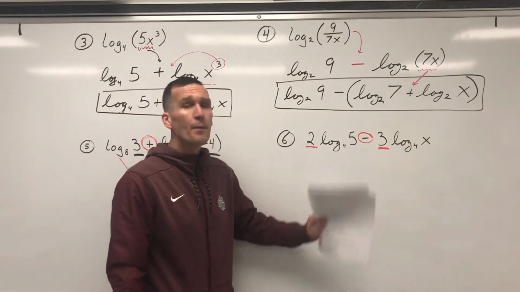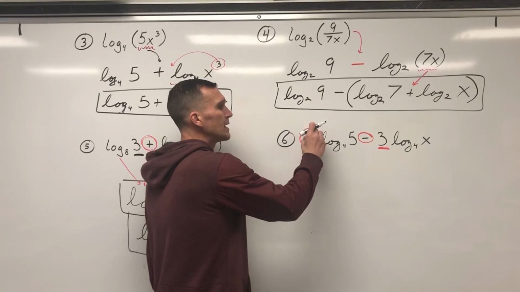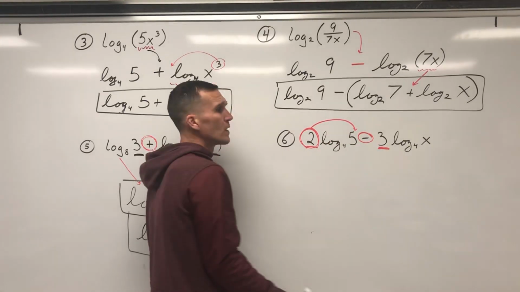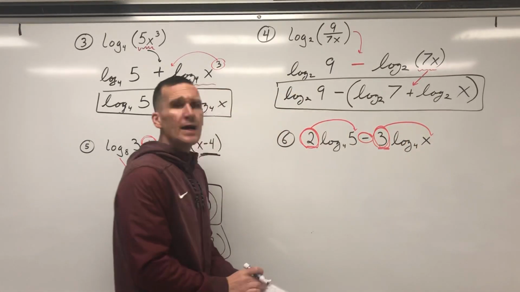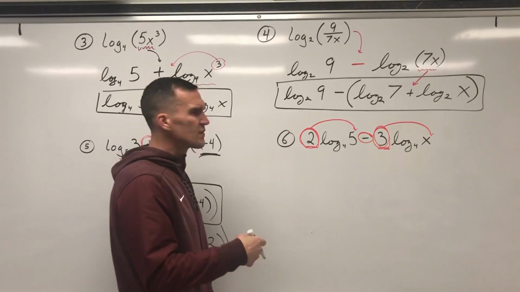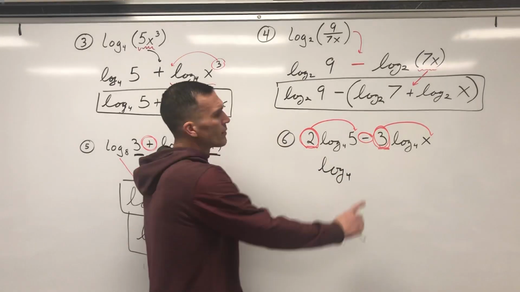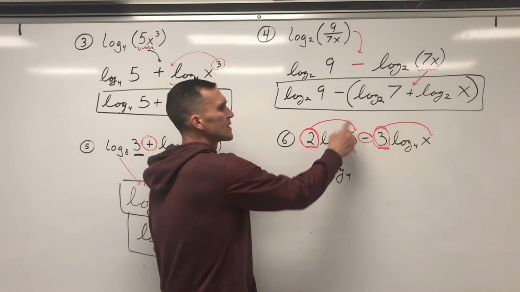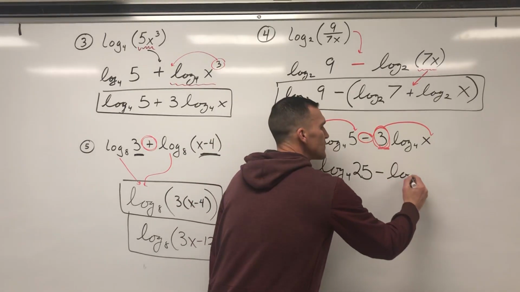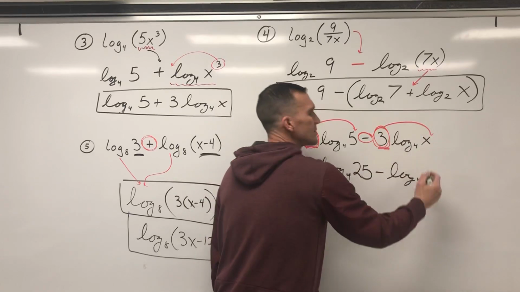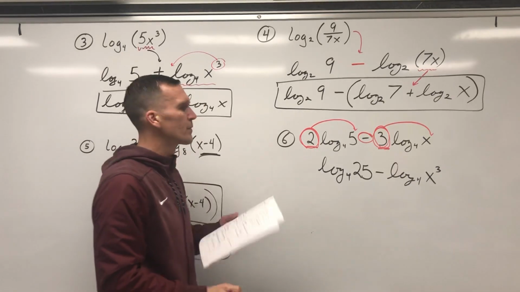You have to use your power property first. The 2 does not have to stay there. He can come inside as a power. The 3 does not have to stay there. He can come inside as a power. Now, on your notes, I wrote it out step by step, but in this video, I'll jump the gun or go a little bit quicker here. Log base 4, in your notes, I wrote 5 squared. Well, when the 2 comes in as a power, 5 squared is 25. Then there's a minus sign, and I have log base 4 of x, where the 3 becomes the exponent, using the power rule again, is x cubed. Now I can perform the quotient rule.